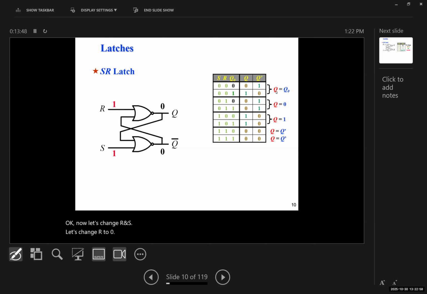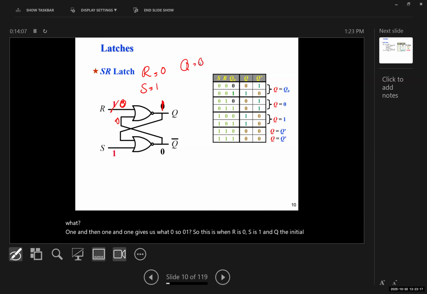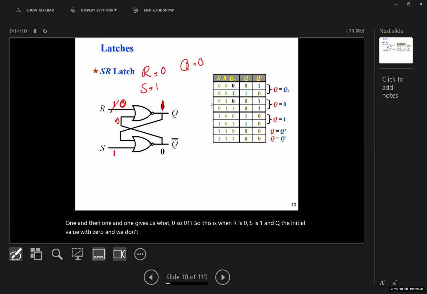Imagine initially R and S are 1, 1. Now I want to change R to 0. So this is 0, 0. 0 and 0 gives us what? 1. And then 1 and 1 gives us what? 0. So 0, 1. So this is when R is 0, S is 1, and Q, the initial value, with 0, and we don't care. Let's find where it is. It's this one. Sorry.